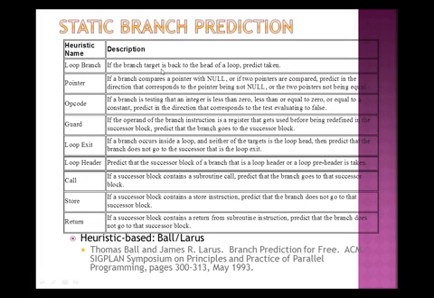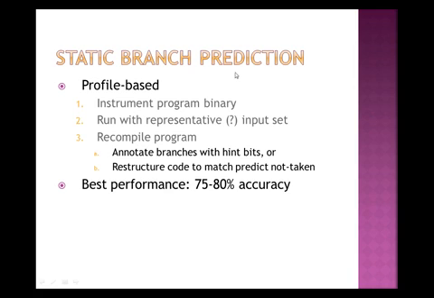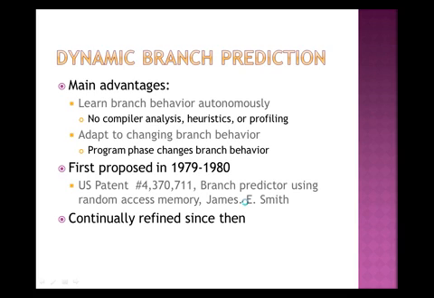Loop branch is used to go to the head of the loop, that is at the starting of the loop. There is a return, there is a call, there is a store, there is a guard, there is an opcode heuristic. There is also one more type of static branch prediction, which is profile based. This has performance of 75 to 80% accuracy. This is your static branch prediction.